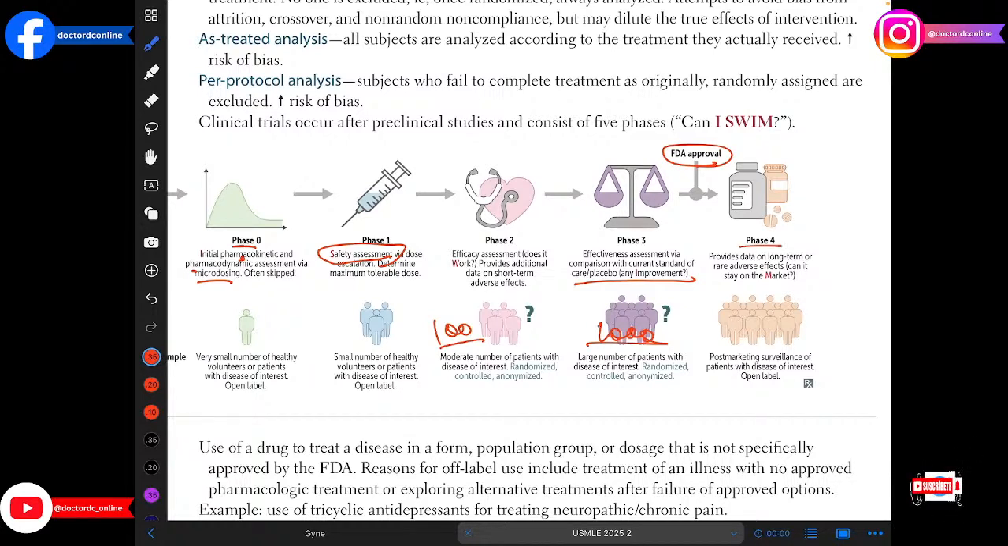And finally, phase 4 clinical trials are designed as post-marketing surveillance trials of patients after drug approval in an effort to detect rare or long-term adverse effects.